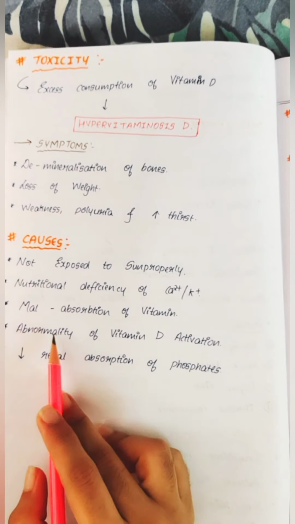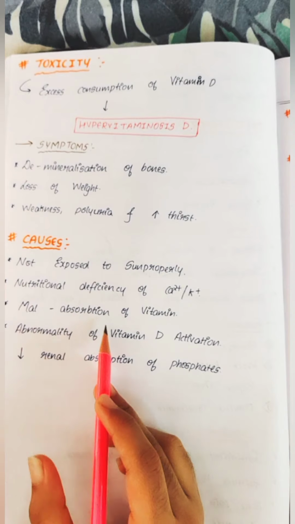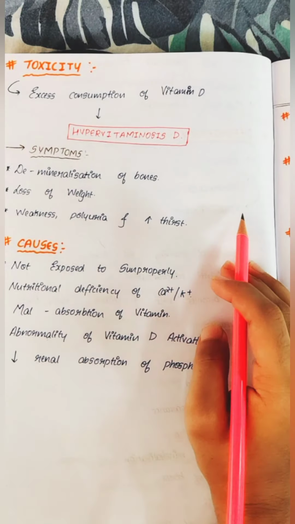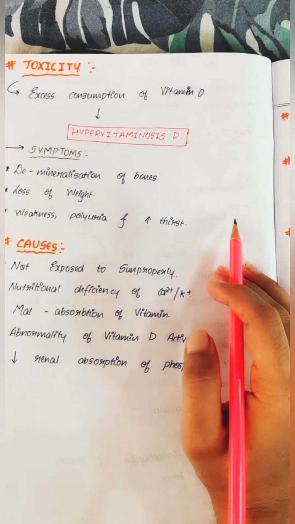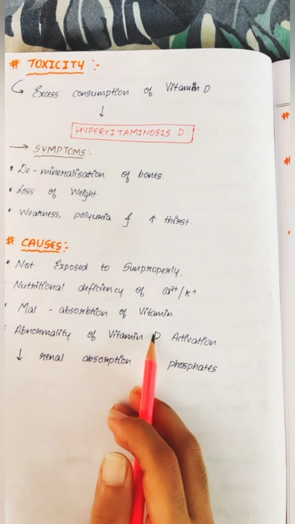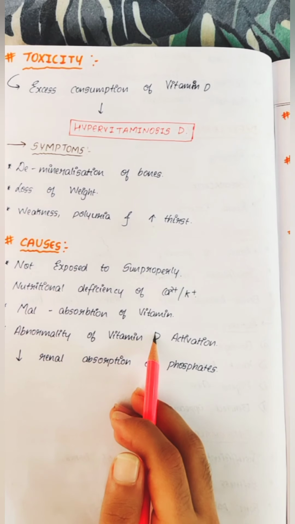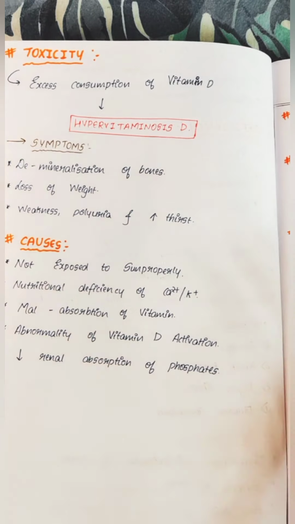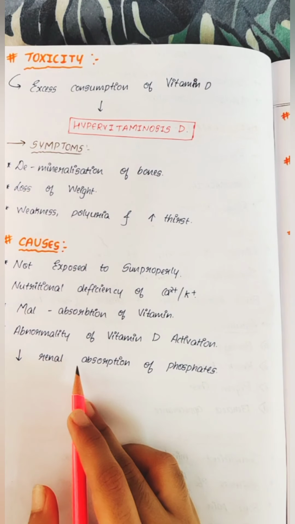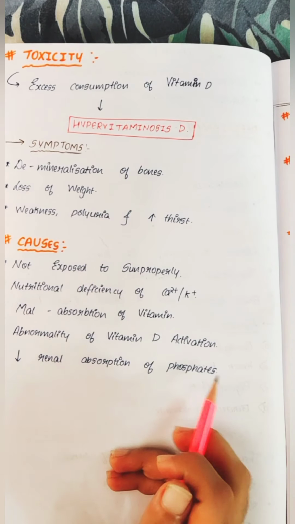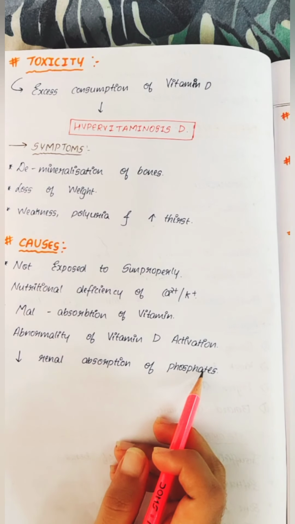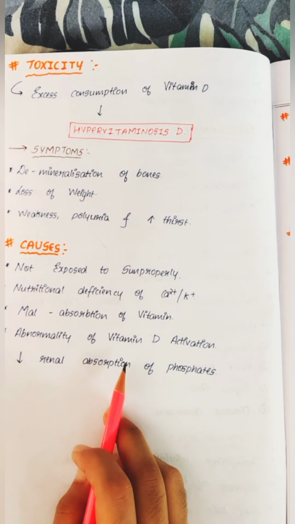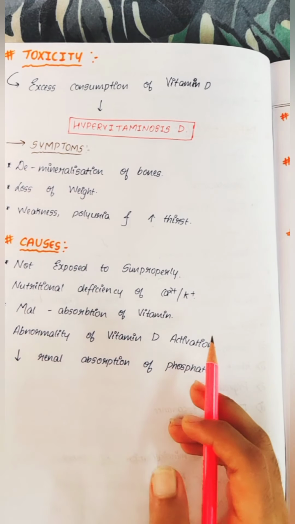Or there might be abnormality of vitamin D activation, in the sense the vitamin D is present in inactive form, that is vitamin D3, but it is not getting converted into the active form. What is the active form? It is 1,25-dihydroxycholecalciferol. So activation is not happening. And the last one is a decrease in the renal absorption of phosphates. Due to this, you can see renal failure occurring. So these are some of the causes. I hope you have understood about vitamin D.